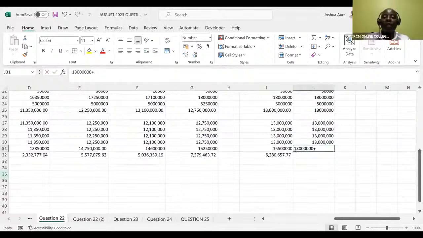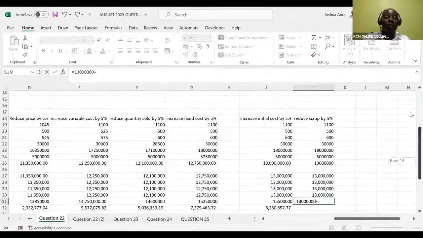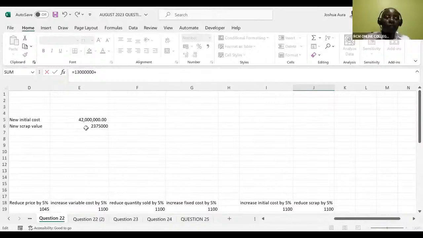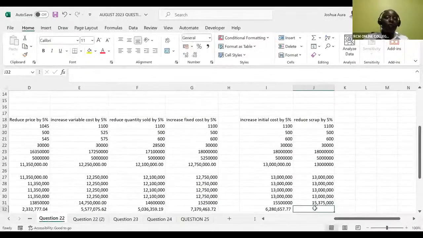So let me pick this. It's supposed to be equals here, and then you say plus. When I'm here, I should be able to pick the scrap value. This is the one that I want to pick there. You say enter, then I should be able to get the new figure.